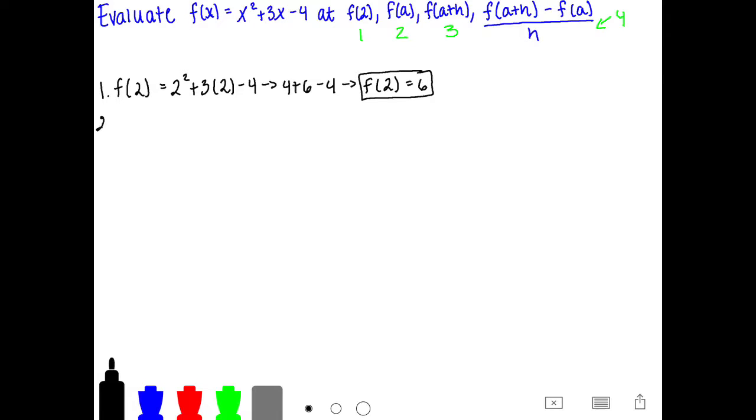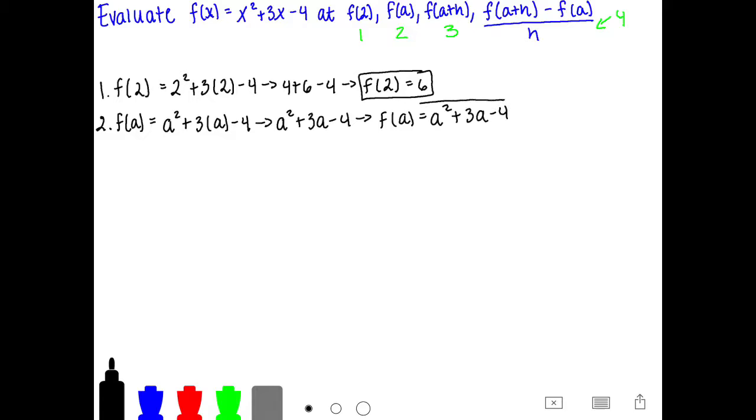All right, now for number 2, f of a. Same thing, but this time we're just given a letter, aka constant. So now you have a squared plus 3a minus 4. And no, you cannot combine the a squared and the 3a because they aren't the same. One is a squared and one is just a. So now your final answer is f of a equals a squared plus 3a minus 4.